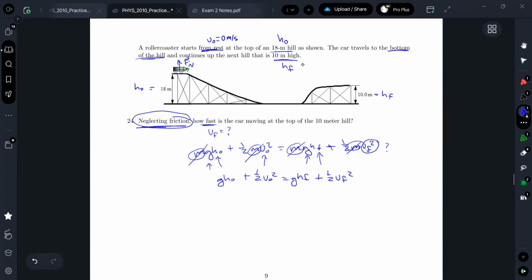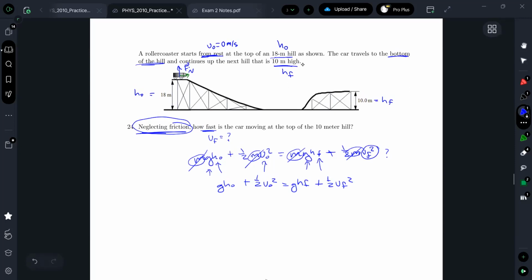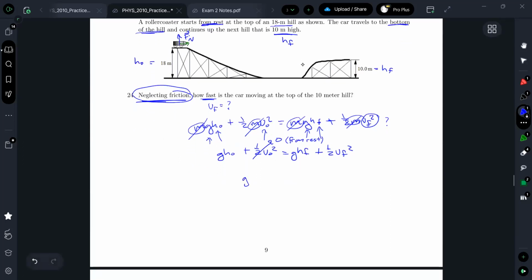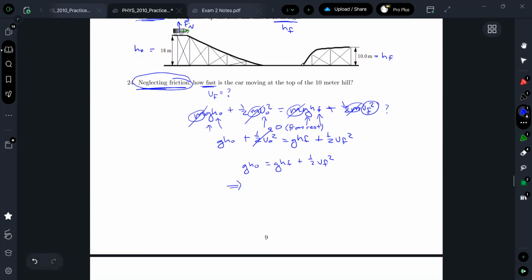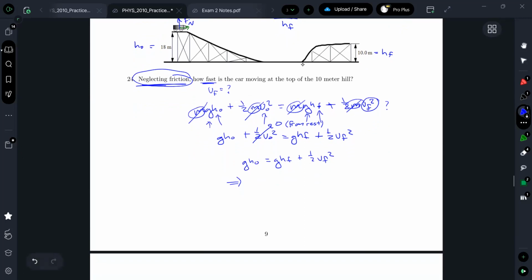Okay, can I simplify even more before I try and do the algebra? Yes, the initial speed was 0, so this whole term is gone. Let's start from rest. All right, so now I'm left with solving GH0 equals GHF plus 1/2 VF squared. If I solve for VF, I'm going to gloss over the algebra, but I need to get rid of everything except it, get it on its own. I will end up with 2G(H0 minus HF). Take a square root, that's what's going to give me VF.